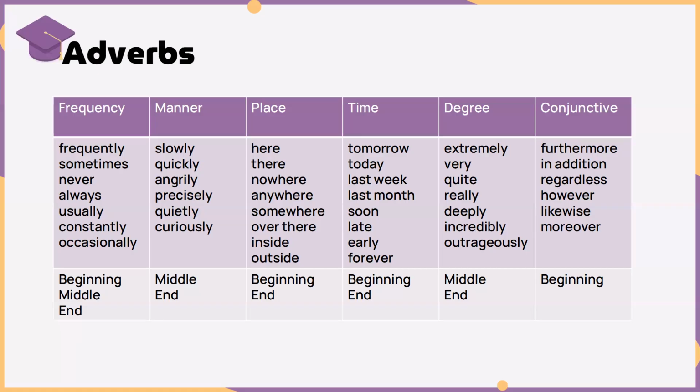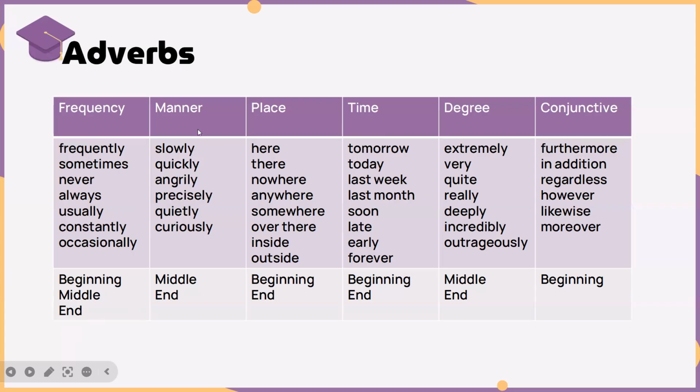So any part after the verbs, we can put them. For example, I always visit my grandmother. Occasionally, I visit my grandmother. I visit my grandmother sometimes. Perfect. So that's how we would use them at the beginning, in the middle, or at the end.